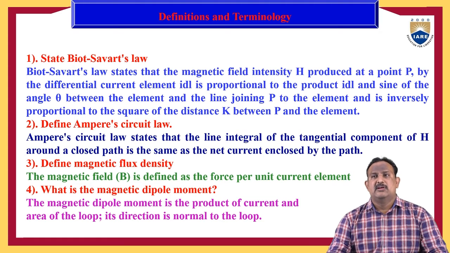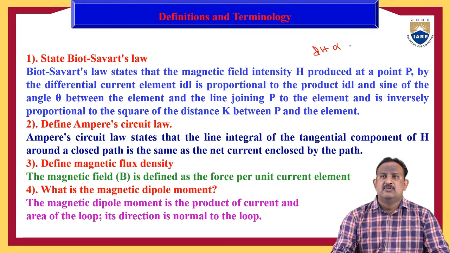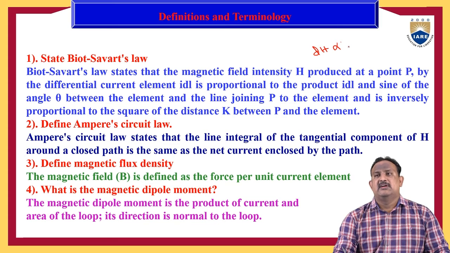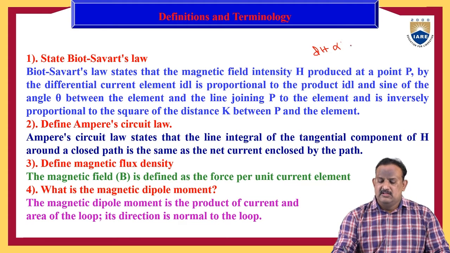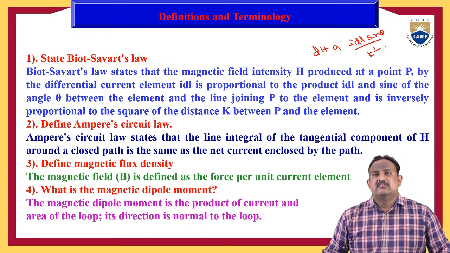So according to Biot-Savart's law, the differential magnetic field dH at a point is proportional to Idl sine theta by R square. So it is the Biot-Savart's law.